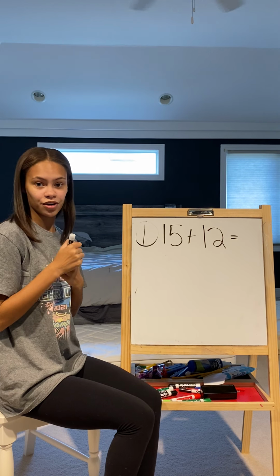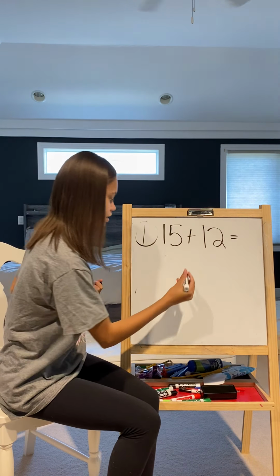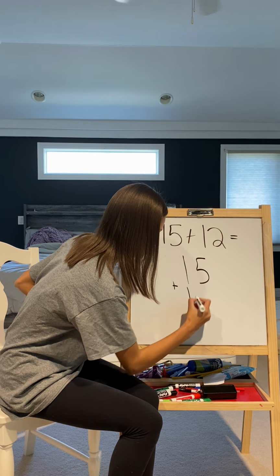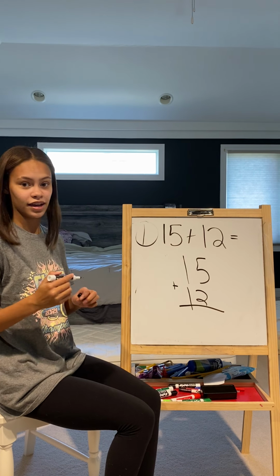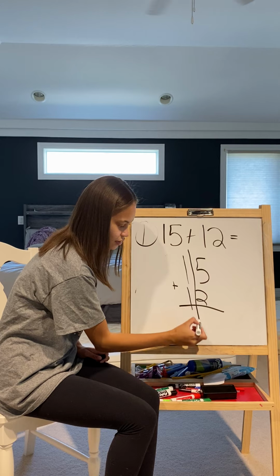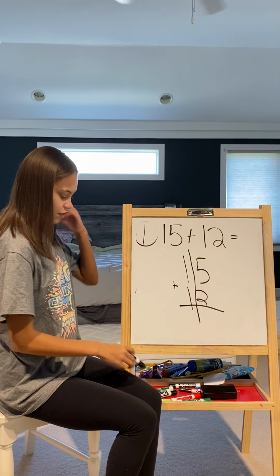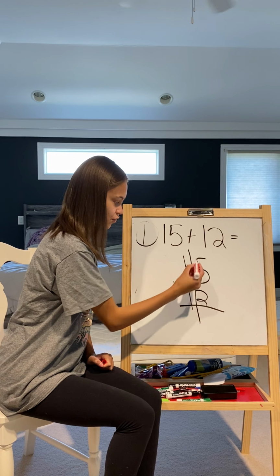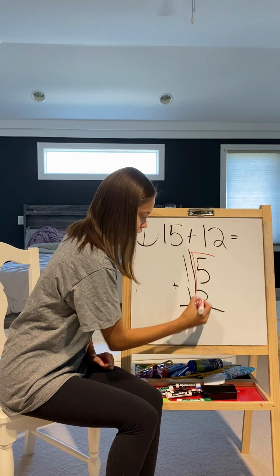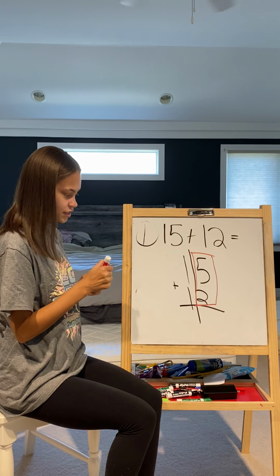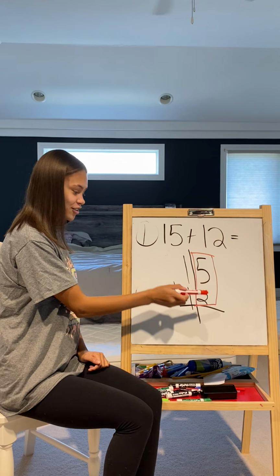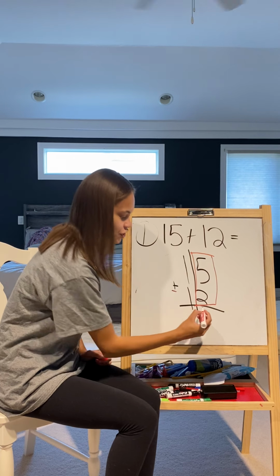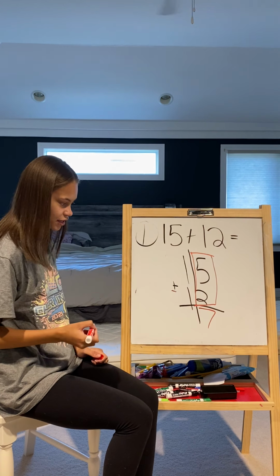Okay, so what you're going to do first is stack the numbers, plus 12, and draw a line down the center of the problem. Then you are going to look at the back numbers first. The two numbers are 5 and 2, and because we're adding, 5 plus 2 is 7, so you put 7 in this little box here.